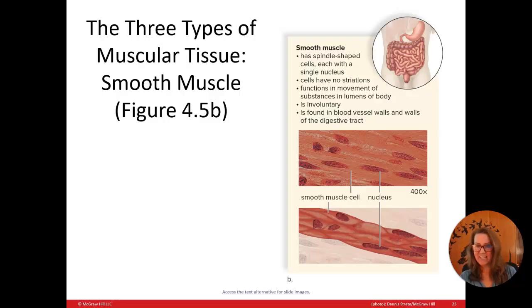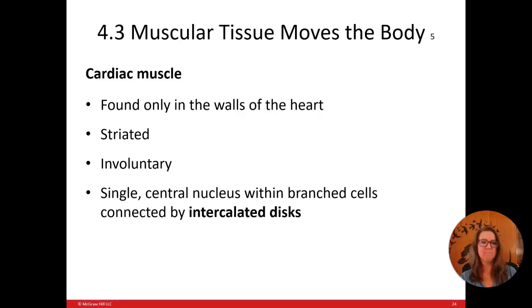So looking at a slide of this, what you see is no stripes, so no striations. You see a little bit different shape to that smooth muscle. So remember, structure determines function. Here's a really good example of that.